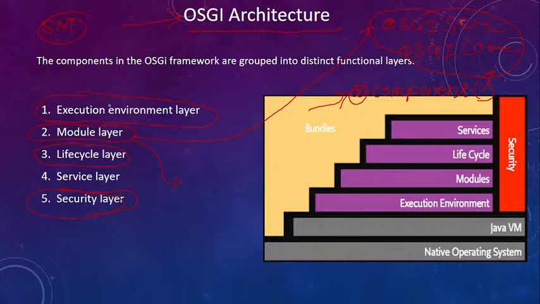Got it? So if you want to execute, inside here we will store our code. Which code? OSGi service and OSGi component code. It will execute inside this execution environment layer. Again, I'm just telling, all your bundles will be stored inside this module layer. Your lifecycle will be managed inside this lifecycle layer. All your backend code, like OSGi service and OSGi component, will be stored inside this service layer, and it will execute inside your execution environment layer, and your security will be managed by this security layer.